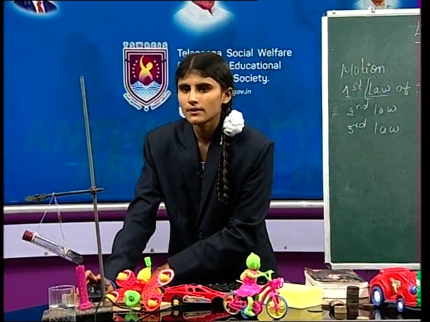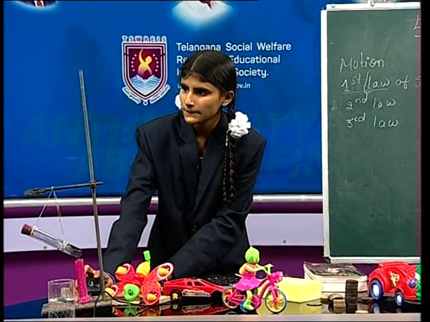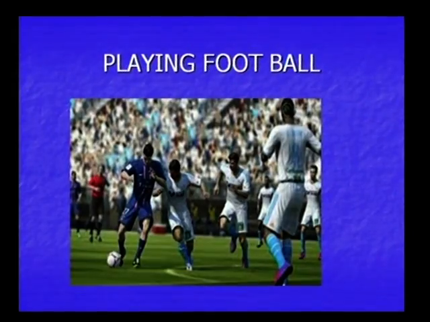And see, for example, in this slide, they are playing football here. So, what are you observing there? They are playing football. The ball is at rest position. When the player applied some force to the ball, then the ball came into motion and it moves in the same direction until some force acts on it. Until some gravitational force acts on it, it moves in the same direction and finally it comes into the rest position.